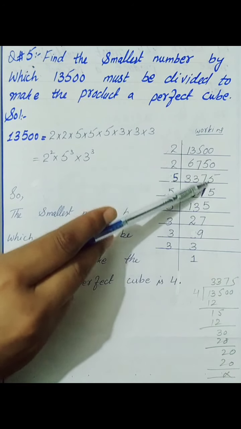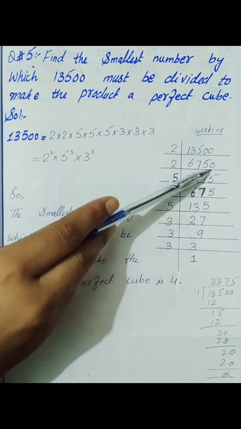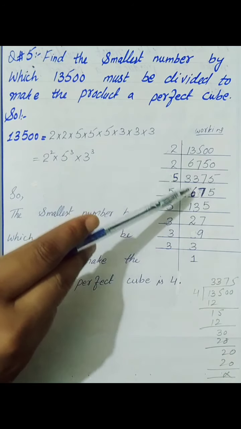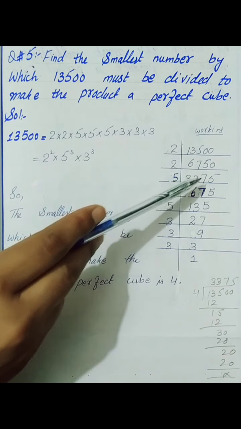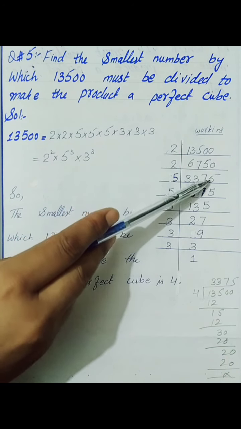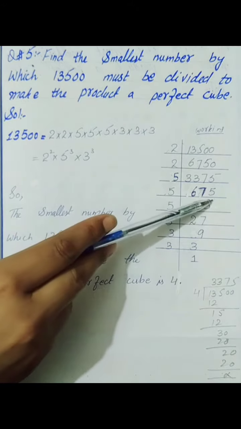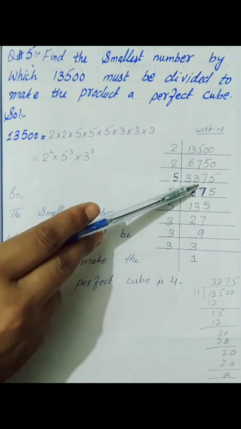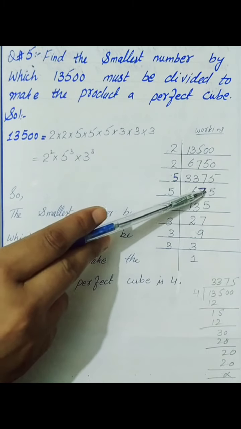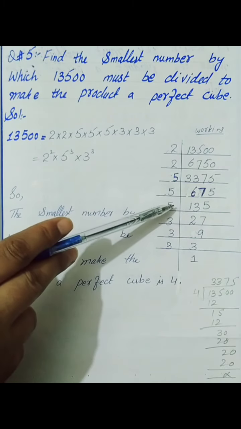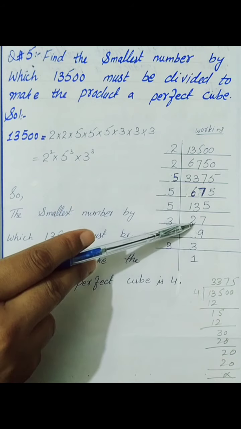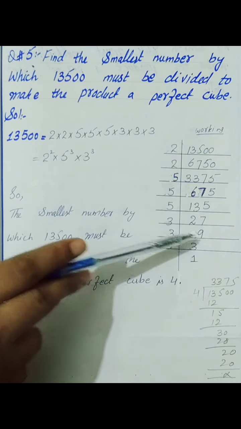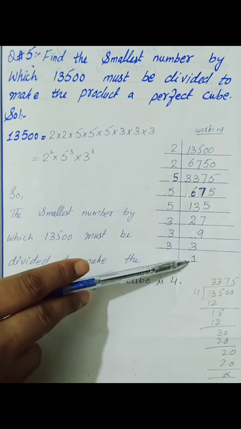The last digit is 5, which is not an even number. If the last digit is 5, it is divisible by 5. So 5 6s are 30, 3 carry, 5 7s are 35, 2 carry, 5 5s are 25. Again we have 5, so it is divisible by 5. 5 1s are 5, 1 carry, 5 3s are 15, 2 carry, 5 5s are 25. Again it is divisible by 5. 5 2s are 10, 3 carry, 5 7s are 35, 3 9s are 27, 3 3s are 9 and 3 1s are 3.